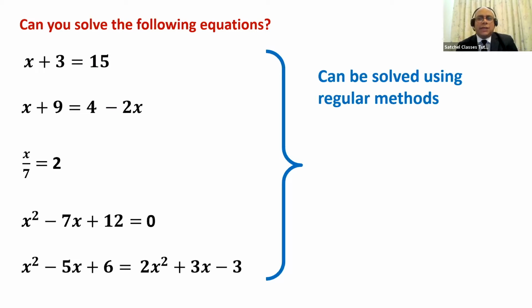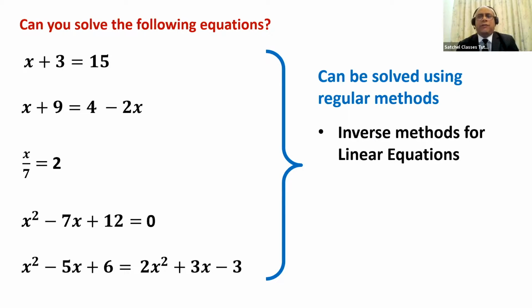So each of these equations can be solved using some regular methods. Now, what do you mean by regular method? In case of linear equation, you can always use the inverse method to solve the linear equation. What do you mean by inverse method? If there is a plus 3, to counter that you do minus 3 from both sides. If there's a division by 2, you just multiply by 2 on both sides to counter that, right? You just do inverse operation.